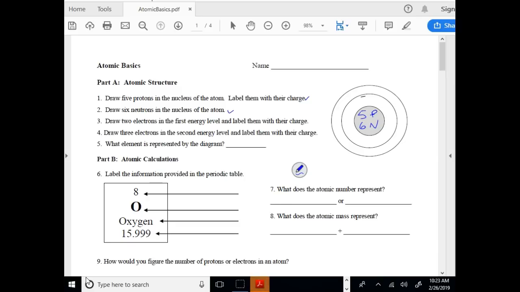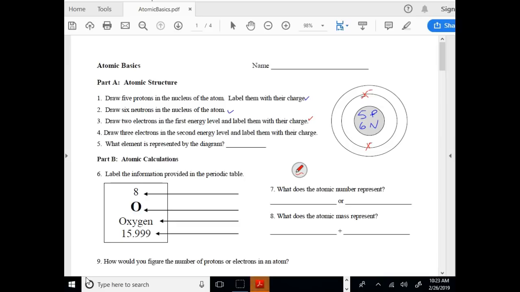Let's do number 3. Draw 2 electrons. So my electrons are on the outside. I can indicate this with a negative sign or with an X. In this case, I'm going to do an X to keep life simple. 1 and 2. And number 3 is done. So I'm indicating that they're on the outside. They have a negative charge.